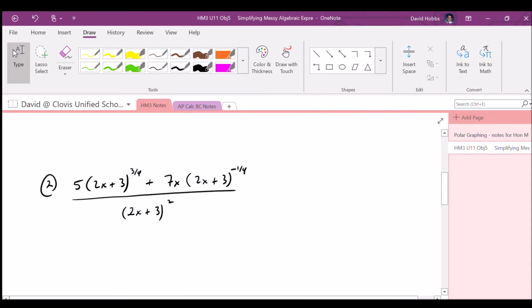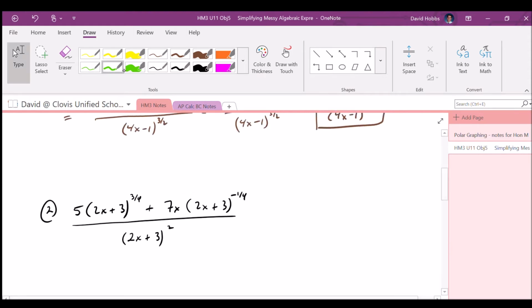And we're looking at this, and we'll be saying, okay, well, what's the big deal? Well, there's a negative exponent here. And that negative exponent is really telling us this is like 7x over 2x plus 3 quantity to the 1/4. So this part right here is really making this whole expression a complex fraction.